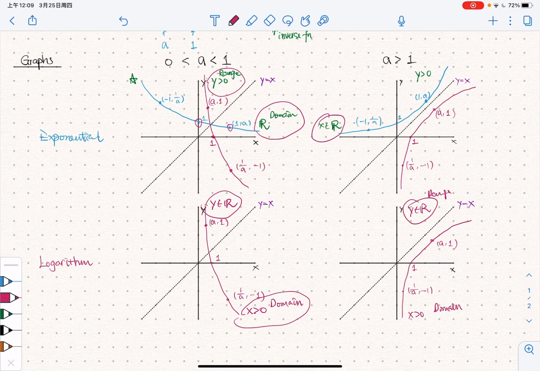On the bottom, we have y in R. On the above, we have x in R. On the above, we have y larger than 0. At the bottom, we have x larger than 0.